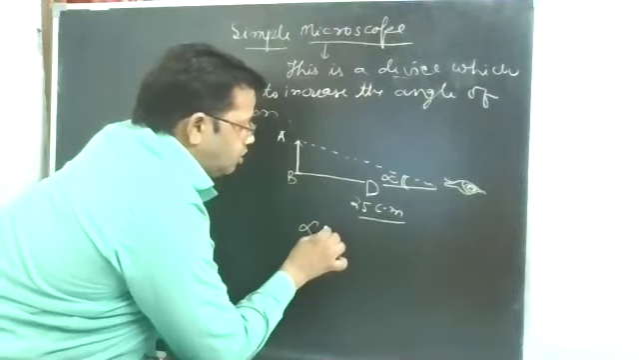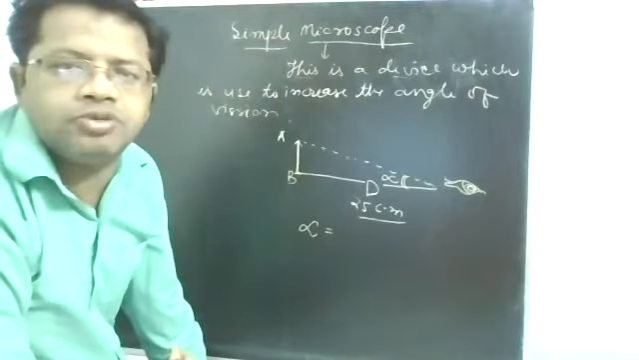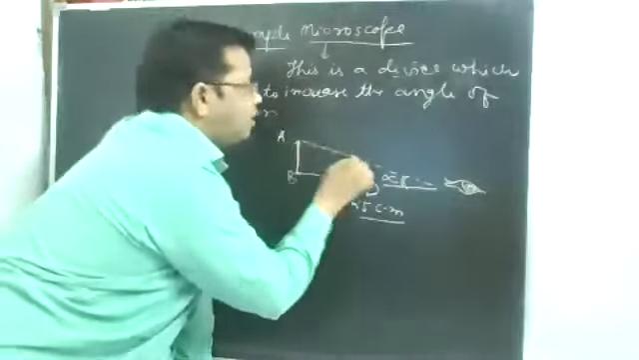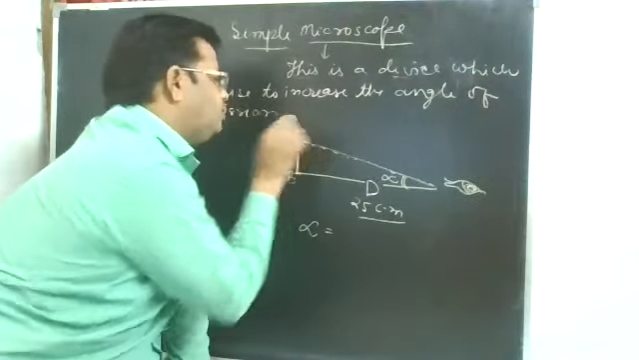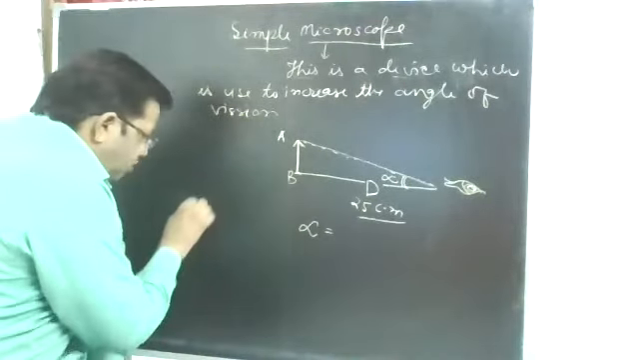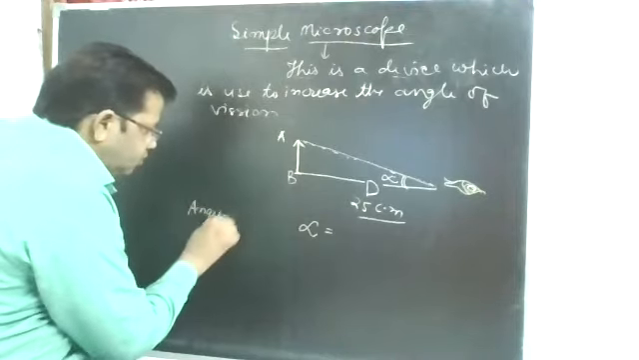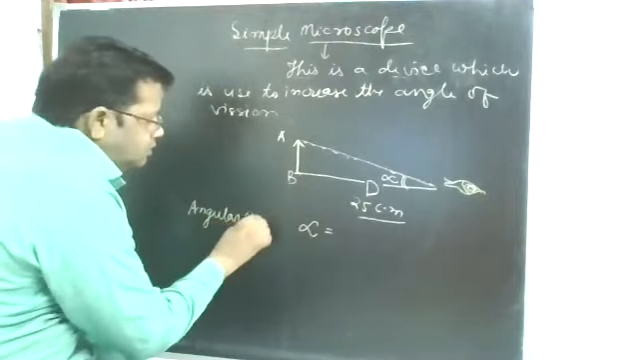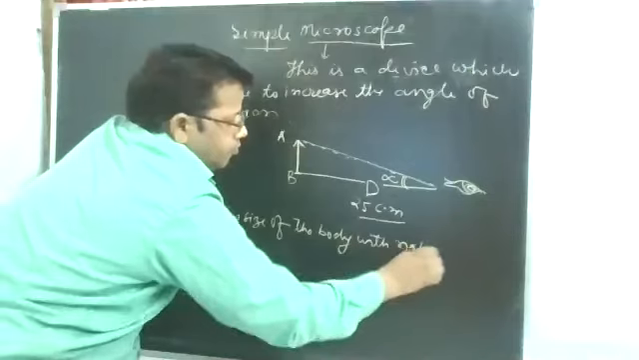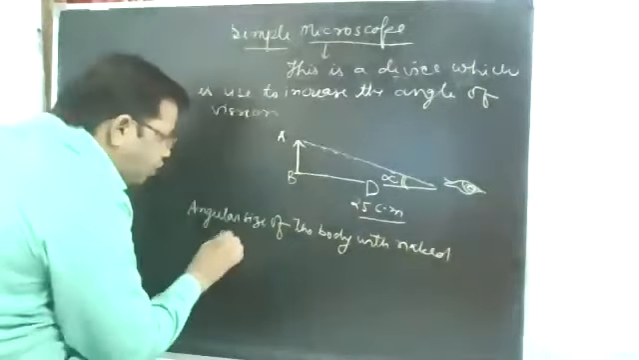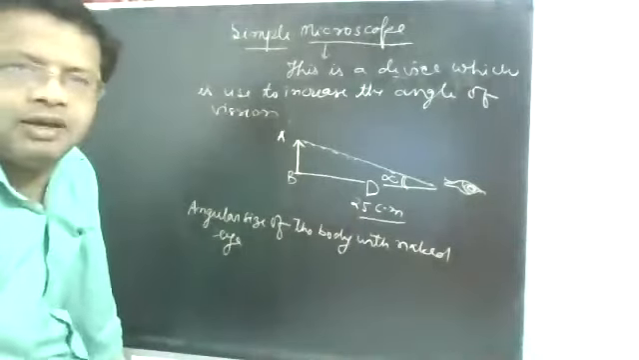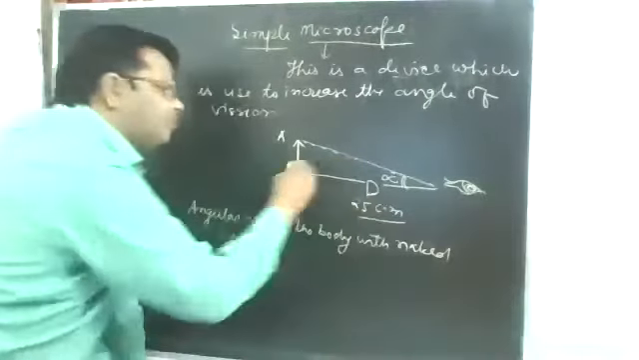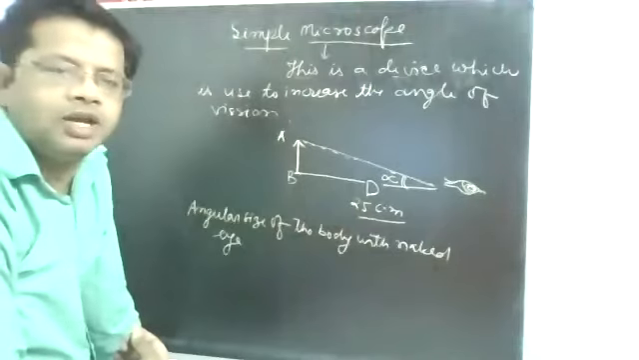So we will write any angle in terms of tan alpha. So what is the angular size of this body with the help of the naked eye? Alpha is the angular size of the body with the naked eye. We are not using any lens here. We are just observing this body without the help of any optical device.